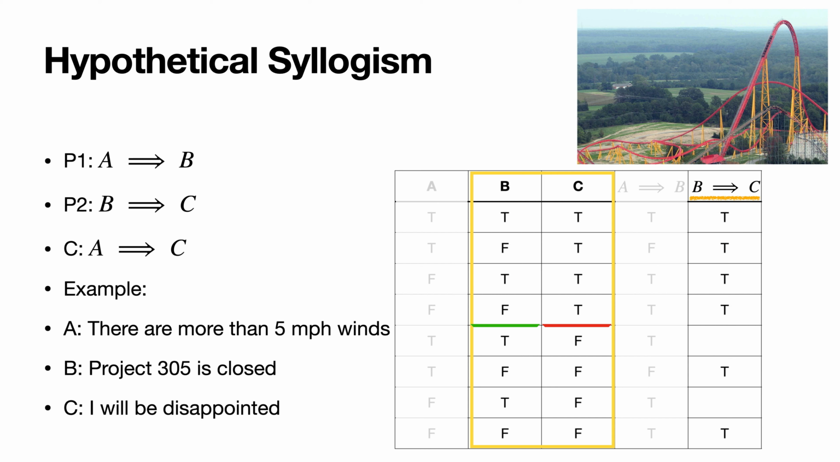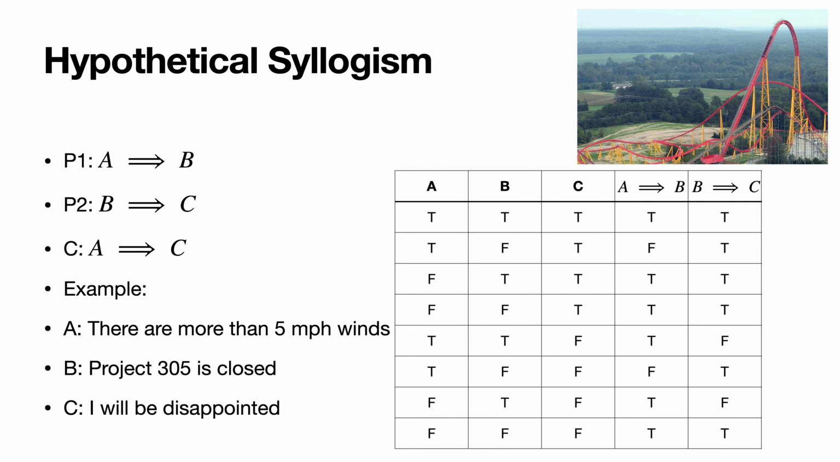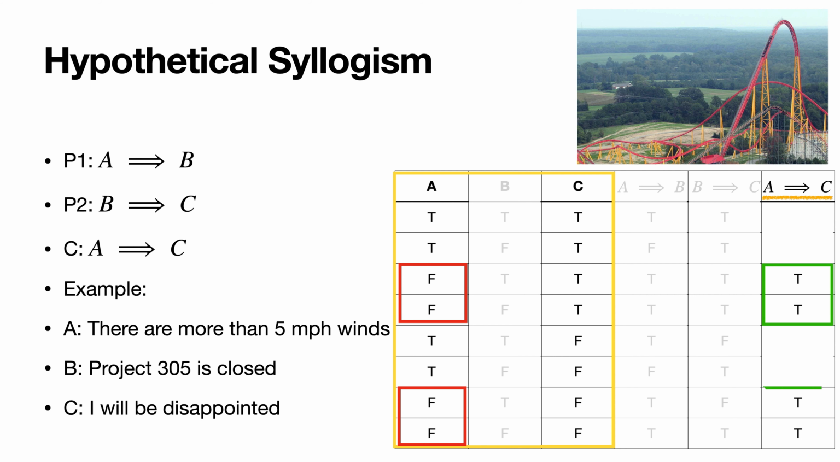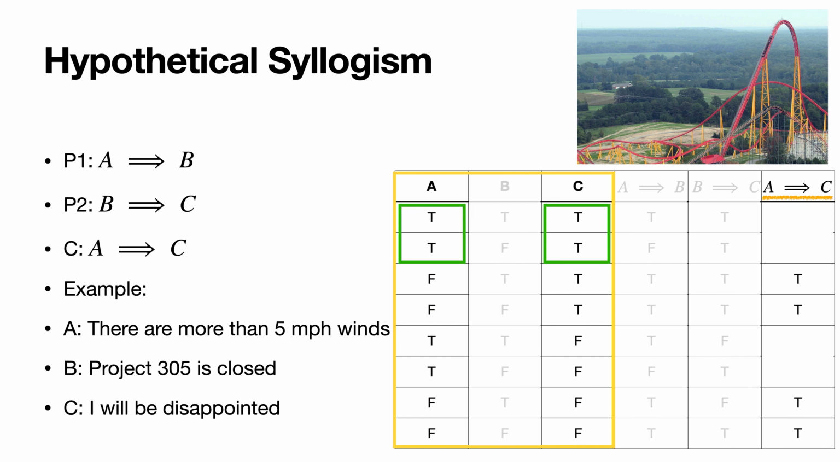And lastly, when the antecedent is true but the consequent is false, we're going to put false for B implies C. And lastly, let's look at our conclusion premise. We'll go ahead and blank out B and the last 2 columns we just filled in. And once again, we'll start when the antecedent is false. We'll put true here. Then what we're going to do is look when both the antecedent and the consequent are true. Put true in there.